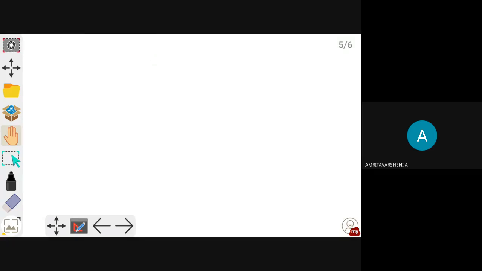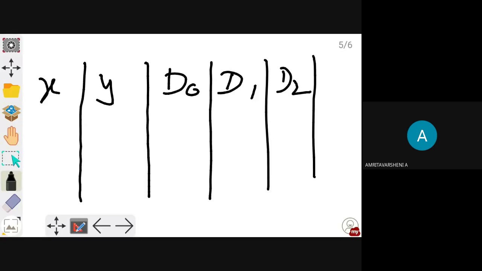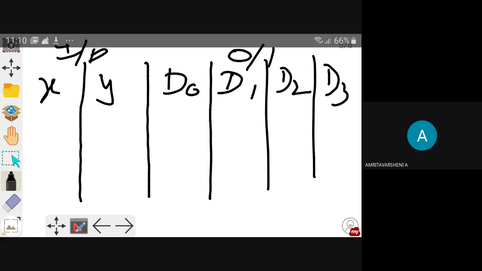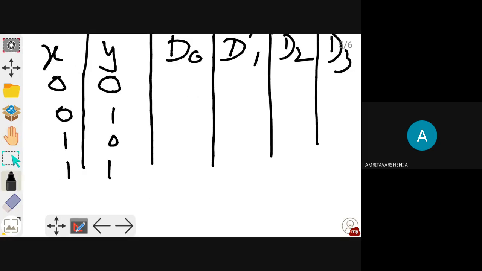Now obtain the truth table for this. X and y are the inputs. Outputs will be D0, D1, D2, then D3. The input combinations: you are giving 2 inputs, so 0 0, 0 1, 1 0, then 1 1. These are the 4 combinations. 0 0 represents which minterm? The 0th minterm. So this should be 1 and the rest will be 0.